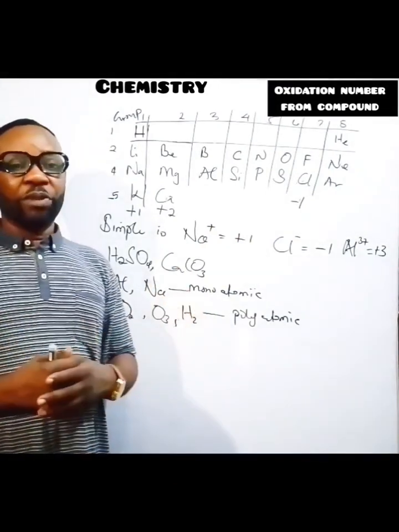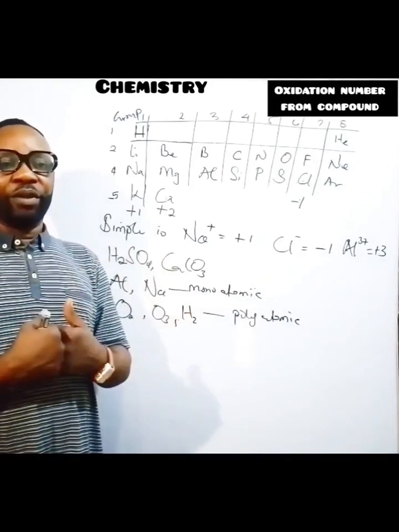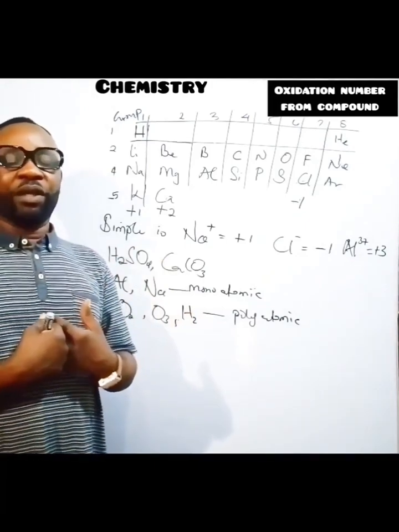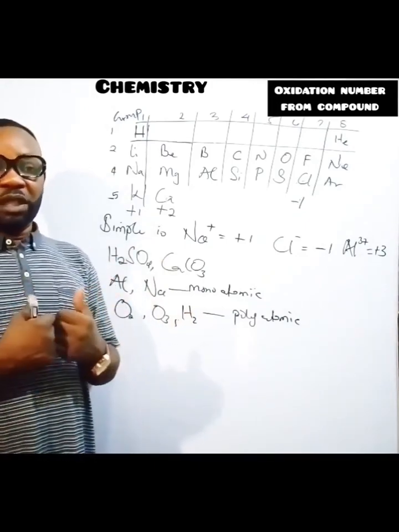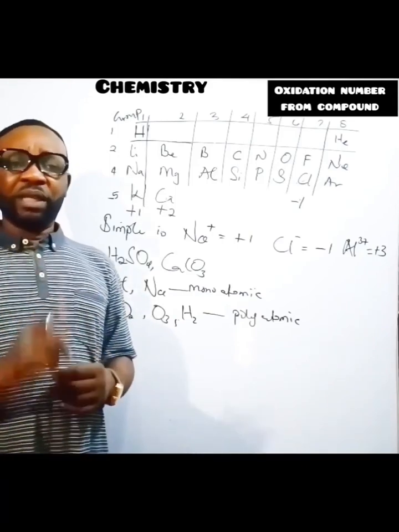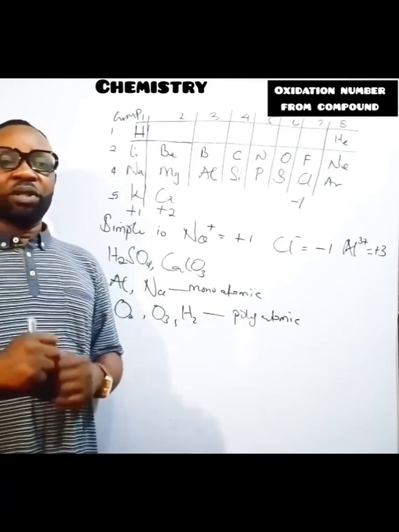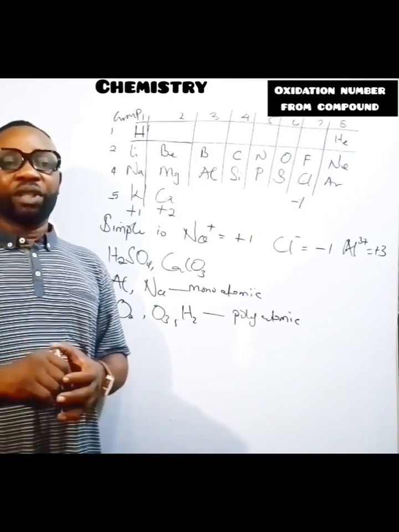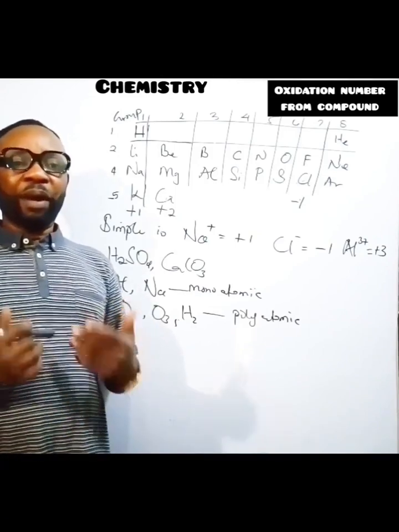Why is it -2? It is because it's going to accept electrons. Immediately it accepts an electron, it becomes negatively charged. But there is a clause there. The oxidation number of oxygen in peroxide.